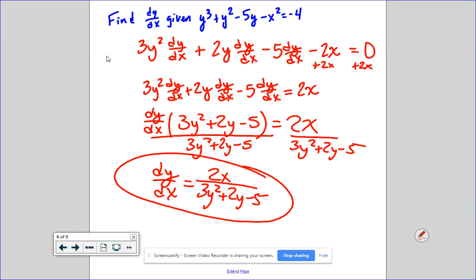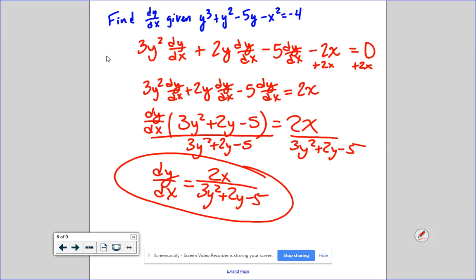Now, that's saying the derivative of y with respect to x. So I could ask for the slope of a tangent line at the point (1, 2). Well, then I just plug 1 in for x, I plug 2 in for y, and that's going to give me the slope at that point on that line, with that equation. And that would just give me a numerical answer.